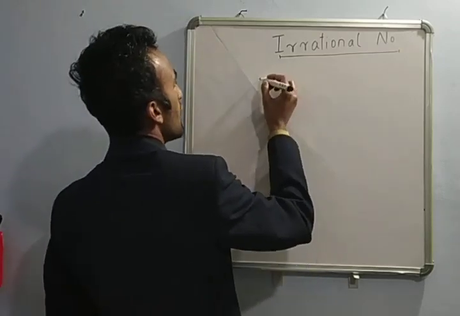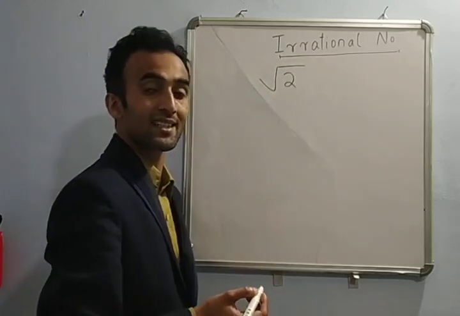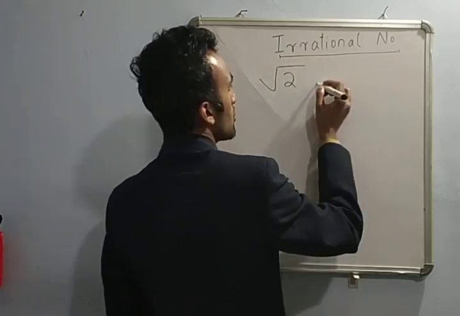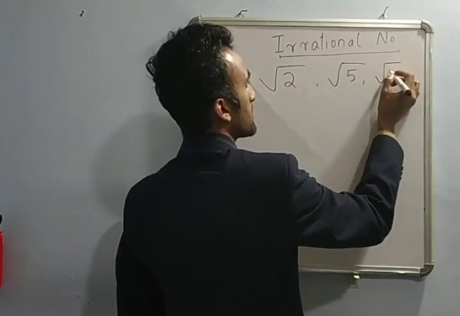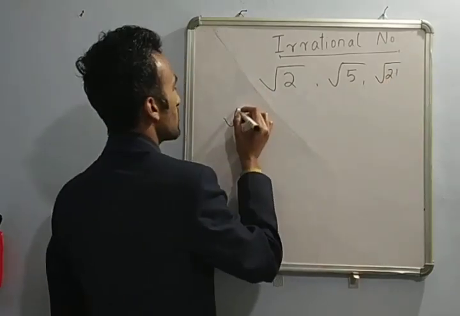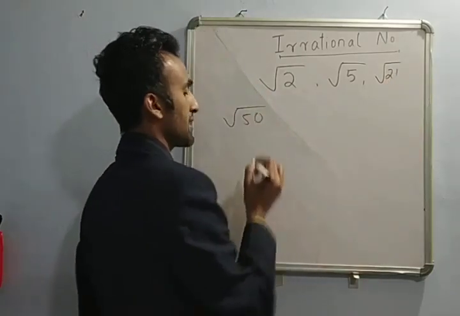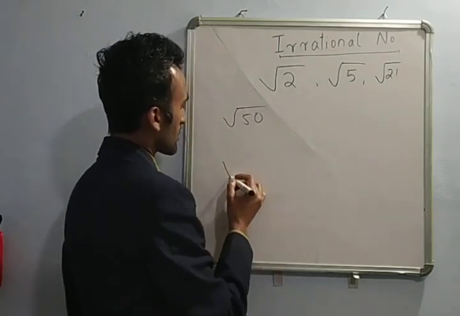Examples of irrational numbers: whatever comes inside the root, square root, cube root, whatever it is. Square root of 2 is irrational. It cannot come out of the root. Square root of 5, irrational. Square root of 21, irrational. Square root of 50, irrational.